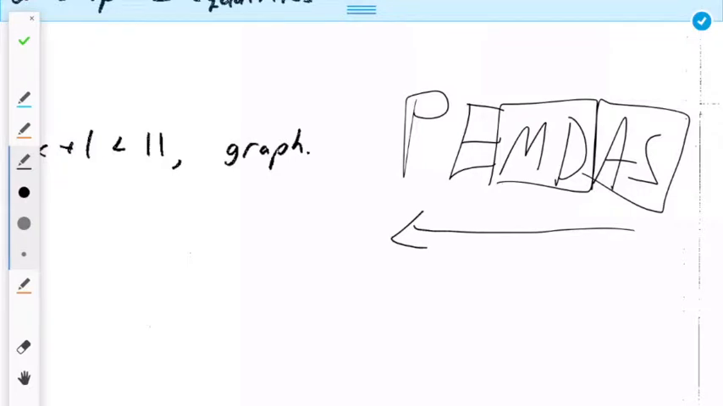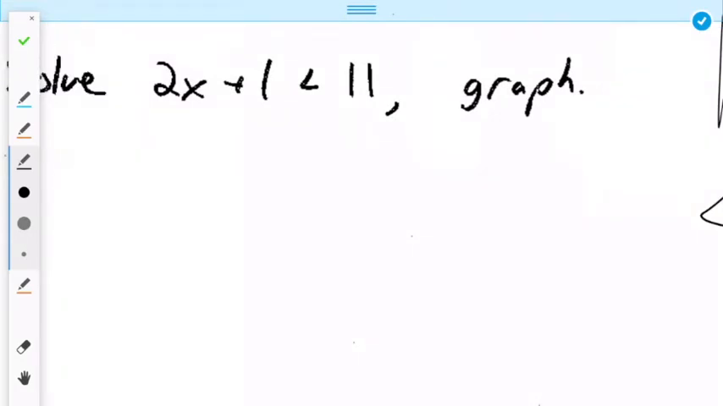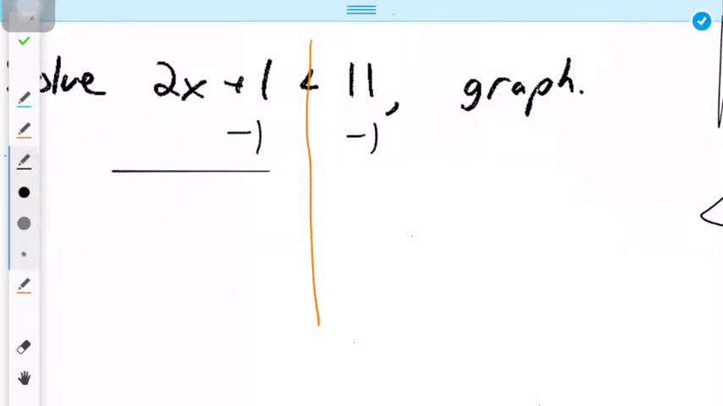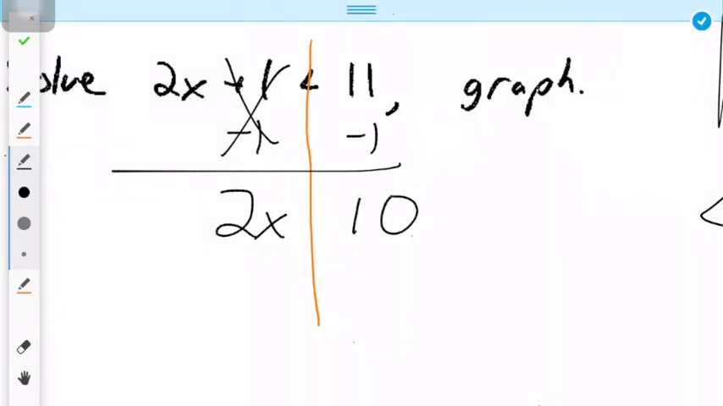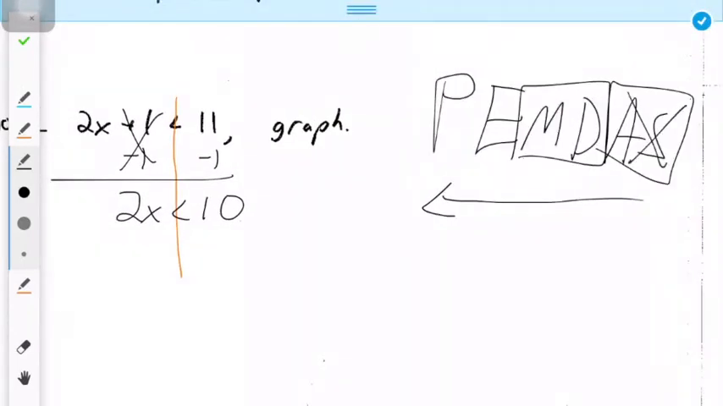So we wanted to look to see if there was any addition or subtraction first. And in fact, there is. We have a plus 1 right here. So I'm going to draw the line down the middle. And in order to get rid of that plus 1, I'm going to subtract 1. I'm going to undo it. Creates a 0 pair. I'm left with 2x. On the right-hand side here, I have 11 minus 1, which is 10. And I'm going to keep the inequality symbol. So now this section is done.